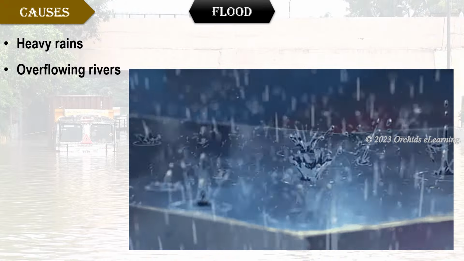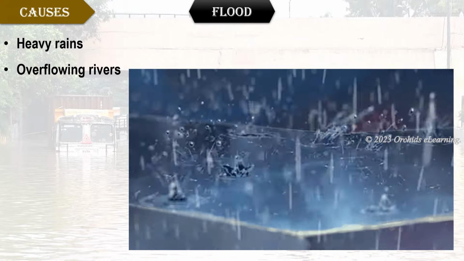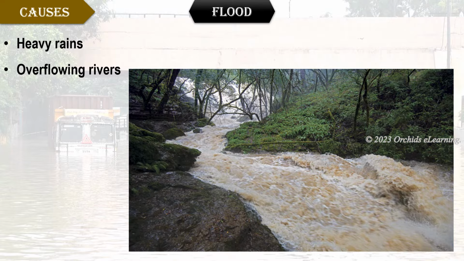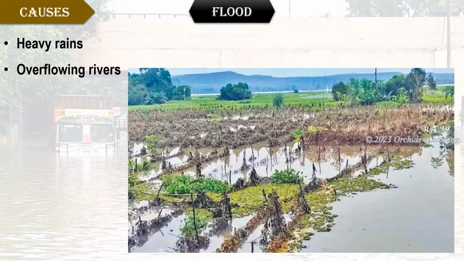When it rains very heavily, the water level in the river keeps rising. When they cannot hold the water, it flows over the banks and floods surrounding areas. This causes damage to the countryside and farmers' fields. Cities also get flooded, as the drainage system cannot drain the water fast enough.